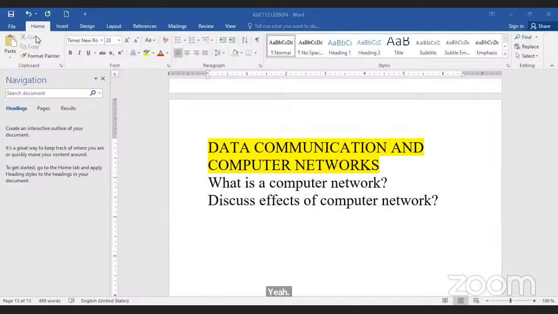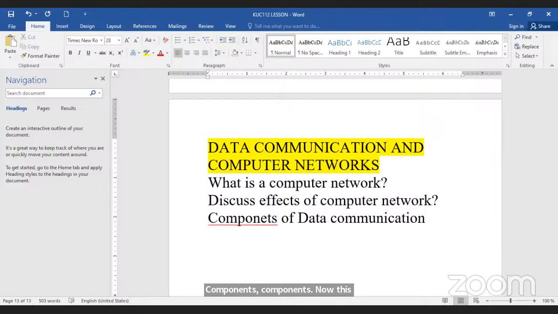So we can start with the computer data communication by having a look at components. Now this comes from communication skills. Components of data communication.